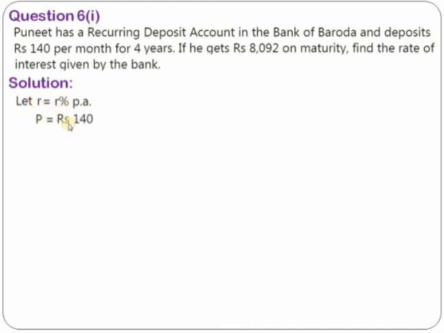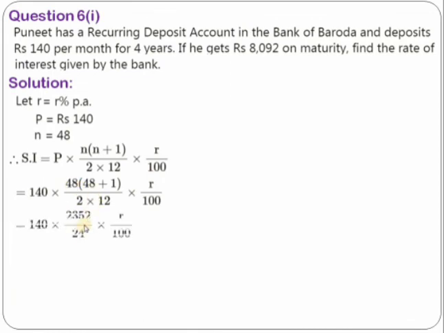So we have got the monthly installment. Every month he is depositing rupees 140, so P is 140, and N, the number of months, is given in terms of years. So 4 years means how many months? It is 48 months. So we have got P and N. Let's find the simple interest using this formula. So P is 140, N is 48, R is R itself. Simplify this. When you simplify this, this will turn into 137.20 R.